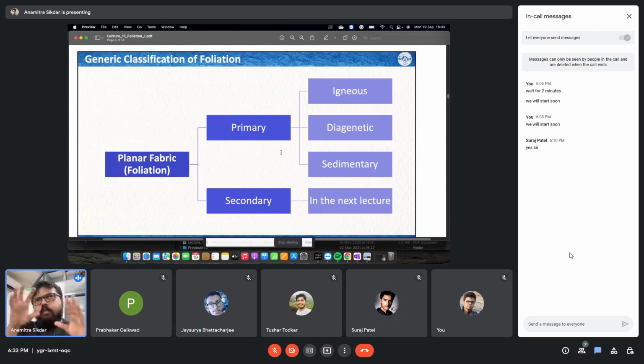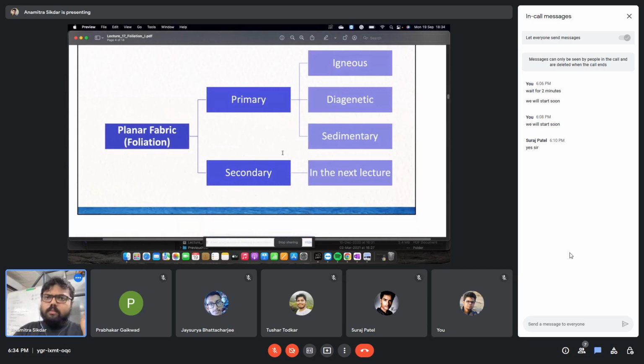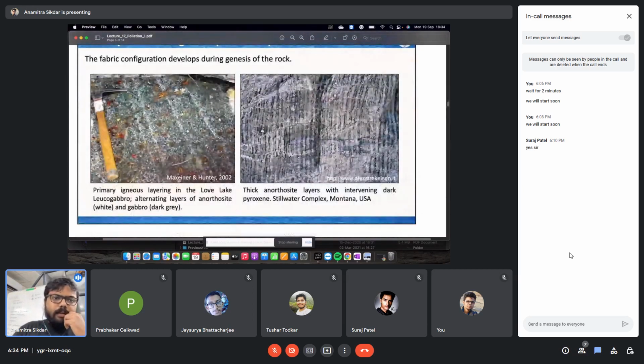In this, the rock cycle has three vertices. In each vertex you have igneous rock, metamorphic rock, and sedimentary rock. At these points you can get different kinds of planar fabric, but those are not due to deformation, right? For example, here we are seeing primary igneous layering, the alternating dark and light color bands, and those are not due to deformation.